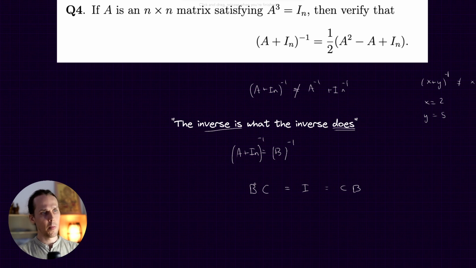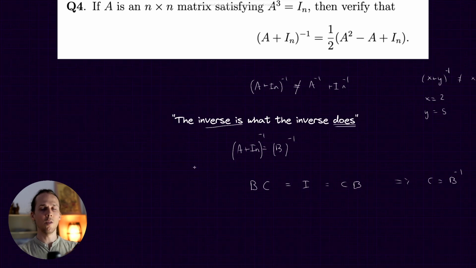So, one more time, the inverse is what the inverse does. If we can find a matrix C such that when we multiply it with B, we get the identity, then that's it. We've got the inverse. From this, it follows that C must be the inverse of B. So that's what we need to do here. We need to verify that this equation is true for the given matrix, or proposed inverse, that they gave us.